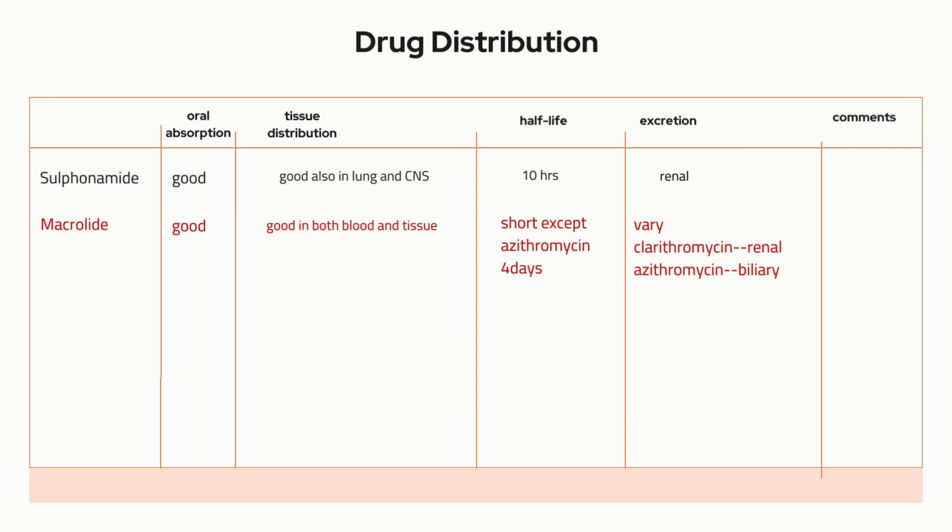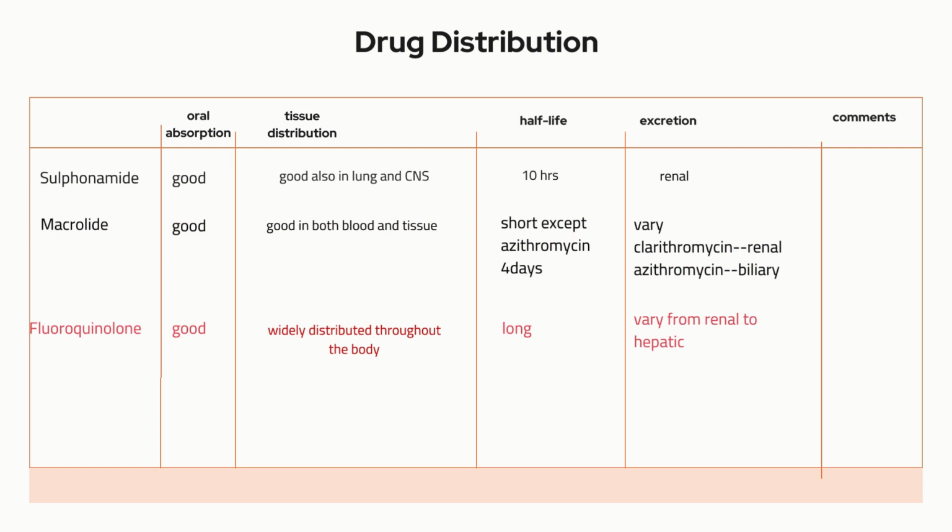Macrolides are also good in bioavailability and have good distribution to both tissue and blood. Most macrolides' half-lives are short, except azithromycin, which lasts 4 days. Therefore, azithromycin can be prescribed for a short duration. The elimination depends on the individual drug. For example, clarithromycin is excreted via the kidney, while azithromycin is through biliary excretion.